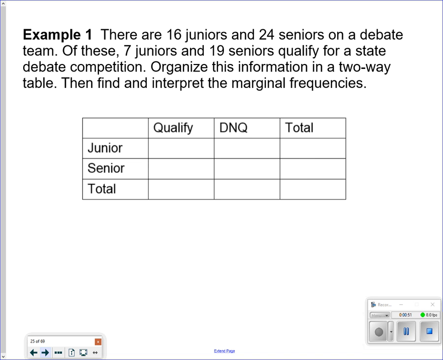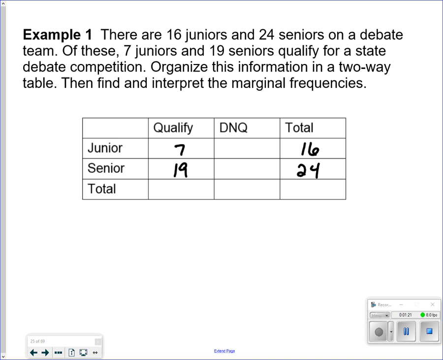There are 16 juniors and 24 seniors in a debate team. So when I'm looking at this team total, there are 16 juniors total and 24 seniors total on the debate team. 7 juniors and 19 seniors qualify. Organize this information in a two-way table and then find and interpret the marginal frequencies.